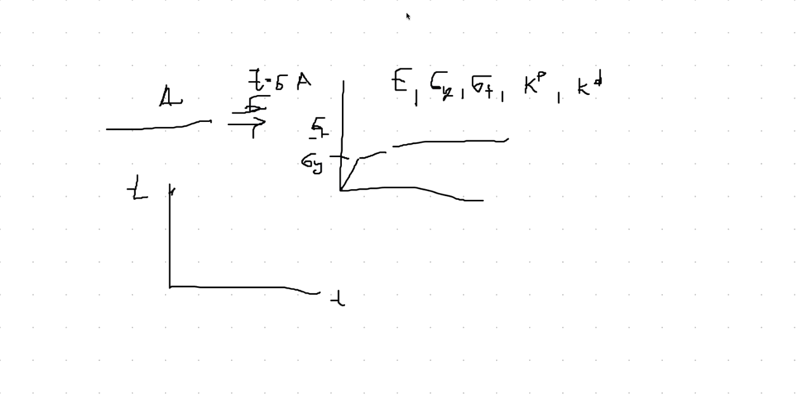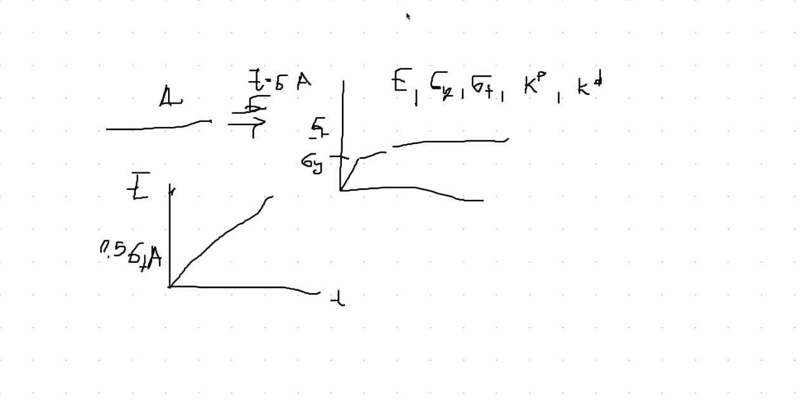So it goes to 1.5 times sigma, I don't know, let's say which one is bigger, sigma F times A, okay? And that will be simply linear.